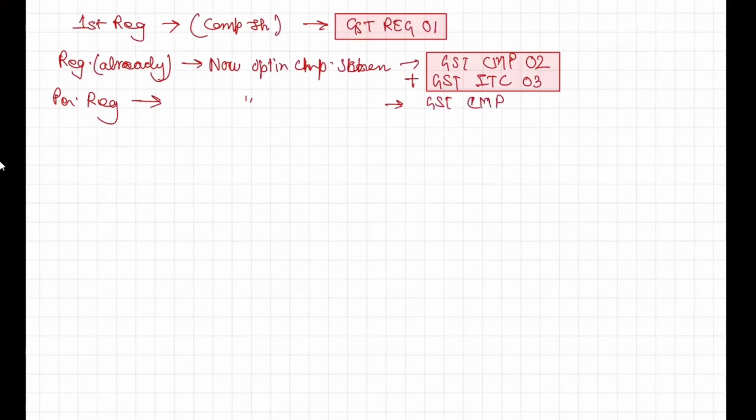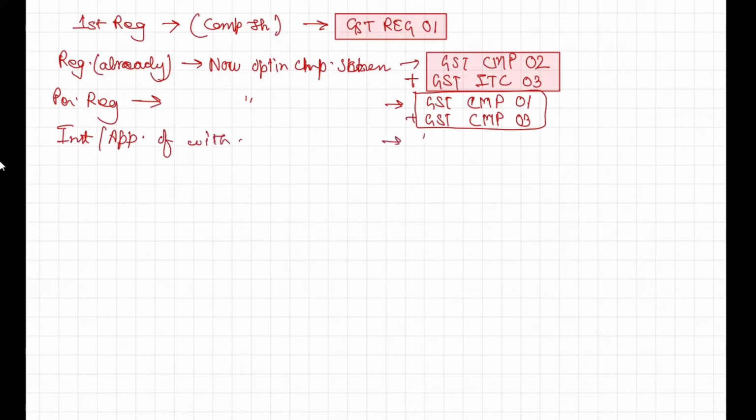And intimation or application of withdrawal. That is GST CMP 04. And one more which is important: self-assessed tax in GST CMP 08. For this, the date is important.